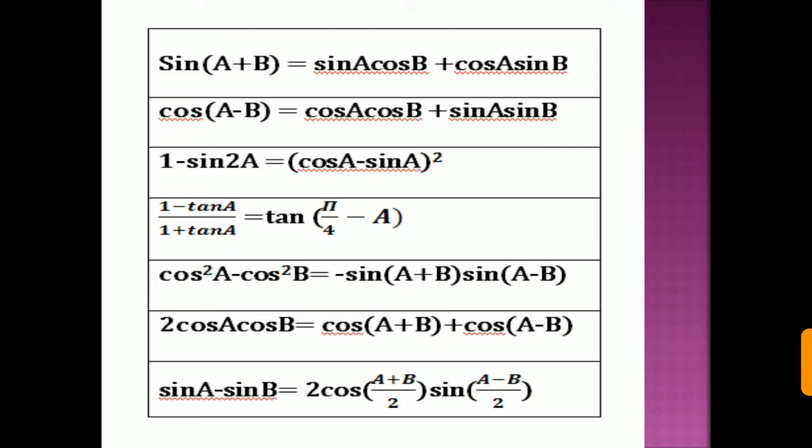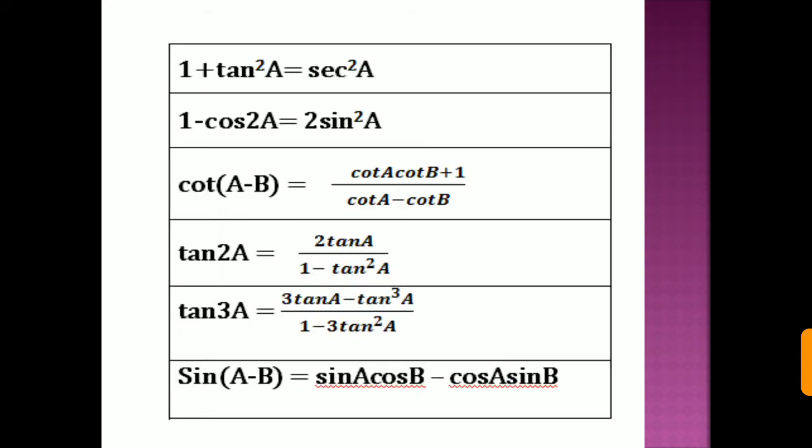Cos square a minus cos square b is equal to minus sin (a plus b) sin (a minus b). 2 cos a cos b is equal to cos (a plus b) plus cos (a minus b), and sin a minus sin b is equal to 2 cos ((a plus b) upon 2) into sin ((a minus b) upon 2). Next, 1 plus tan square a is equal to sec square a.